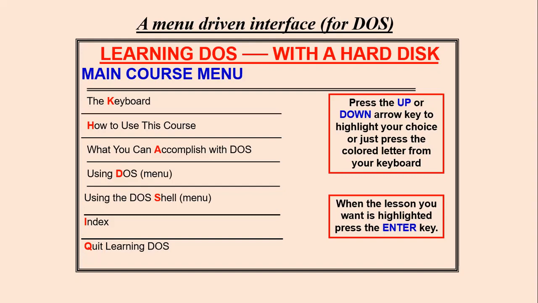And as you can see from this menu, if you press the up or down arrow key, you would highlight your choice, or just press the color letter from your keyboard, just as I've said. And when the lesson you wanted was highlighted, you would press the enter key for the content and that menu to be displayed.